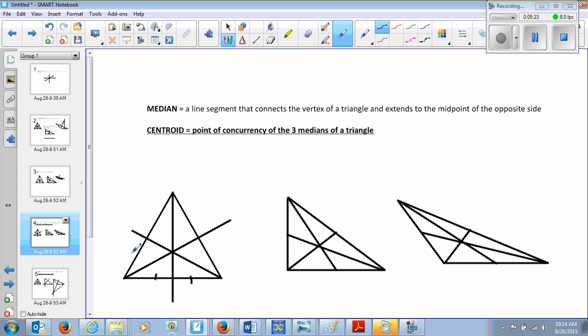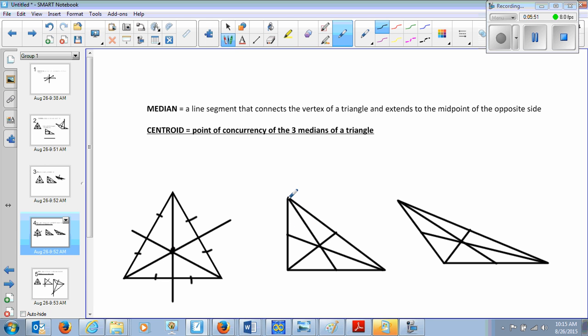Again, this is an equilateral triangle. Here we have another midpoint. I'll put congruency marks to show that's the midpoint. And here we have another one. Now those are actually all going to be the same. And again, notice how the centroid is right there in the middle of an equilateral triangle. The incenter, circumcenter, and centroid are going to be located in the same place for an equilateral triangle.